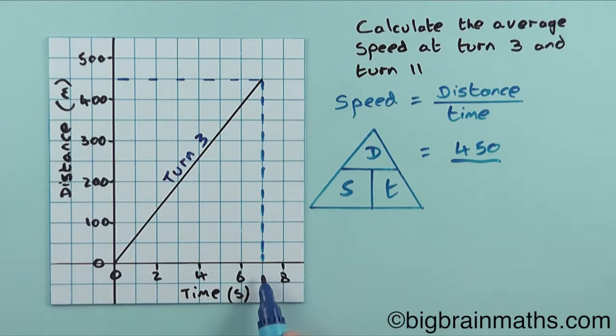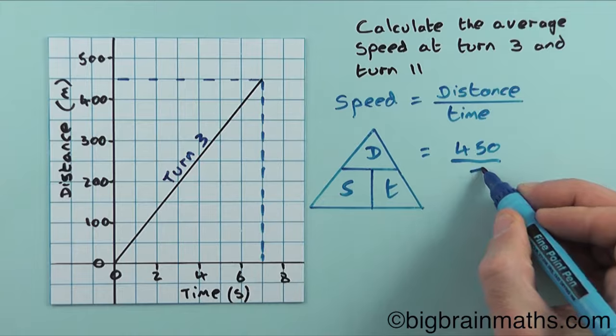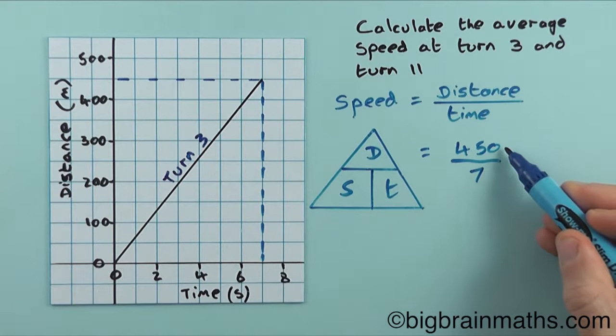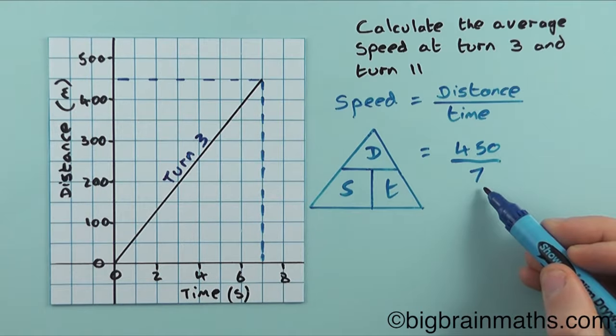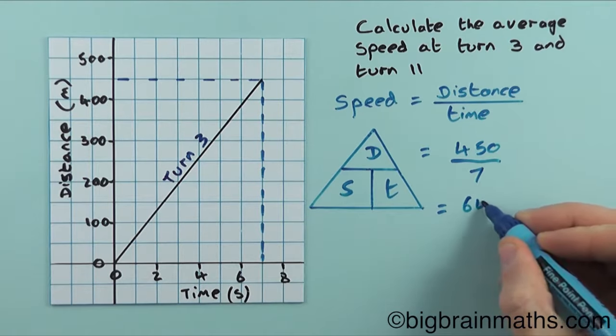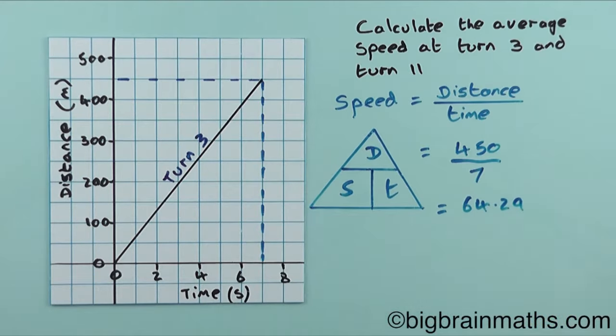And this value here is the value for the time. So we can see that this is exactly halfway between 6 seconds and 8 seconds. So the time must be 7 seconds. So we write 7 seconds here for the time. So to calculate the speed, we need to do 450 divided by 7. Now I do this on a calculator, and it equals 64.29 to 2 decimal places.